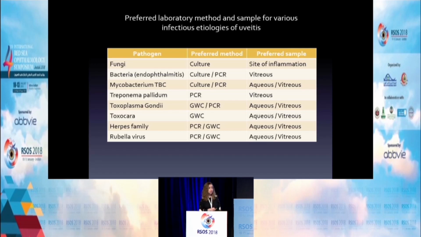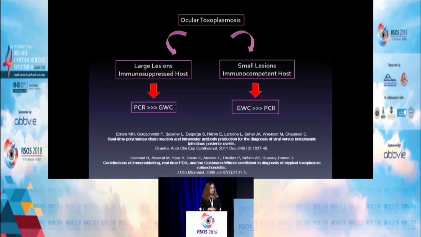For toxocariosis, remember you are going to go for intraocular production of antibodies, not PCR, and this is done with the Goldman-Witmer coefficient. In atypical cases of ocular toxoplasmosis, whenever you are not able to make your diagnosis only by clinical examination, you have to keep in mind also the immune status of the patient. If you have, for example, large lesions in an immunosuppressed host, PCR will be much more informative than the Goldman-Witmer coefficient. And the opposite is the case for small lesions affecting the immunocompetent host. In this case, you are going to search for intraocular antibodies.